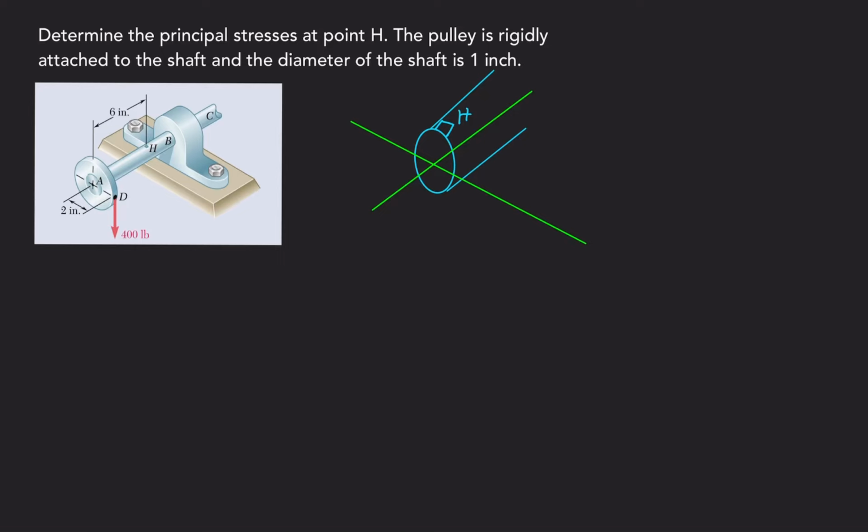In this problem, we're asked to determine the principal stresses at point H here on the shaft. The pulley is rigidly attached to the shaft, so they rotate together. And the diameter of the shaft is 1 inch. Now I went ahead and drew a cut section here right before point H of the shaft.